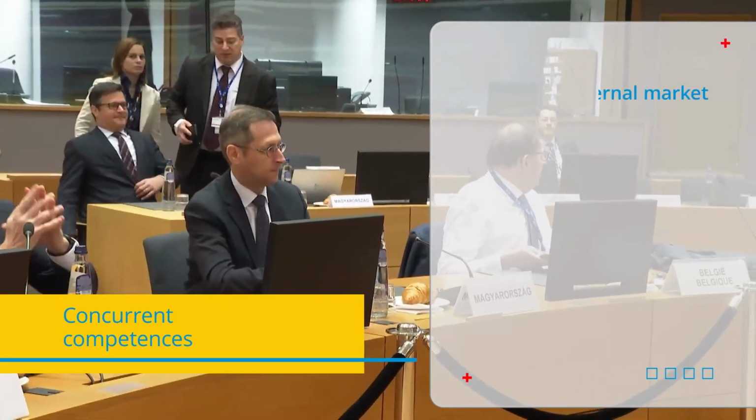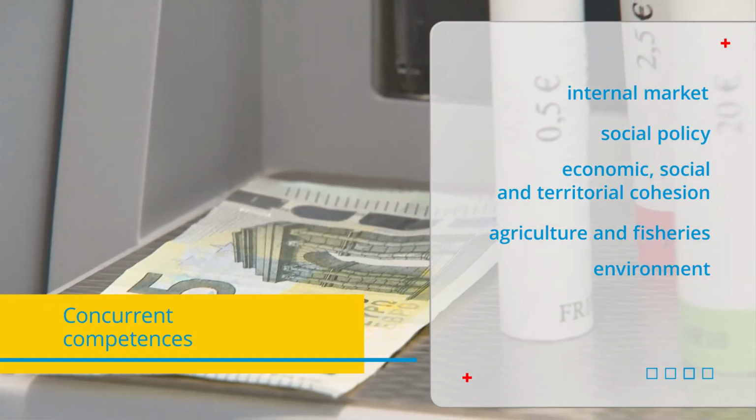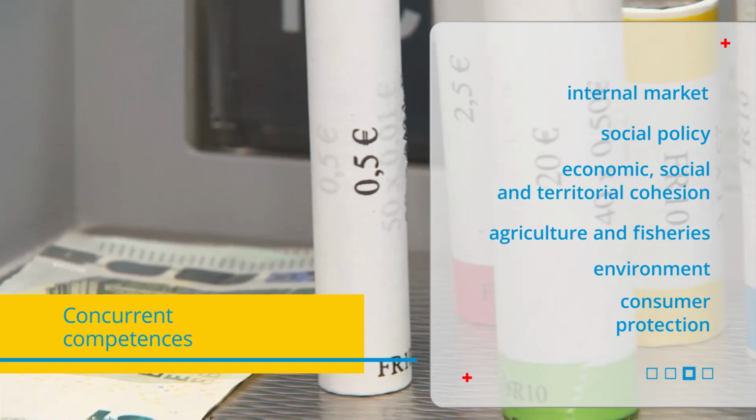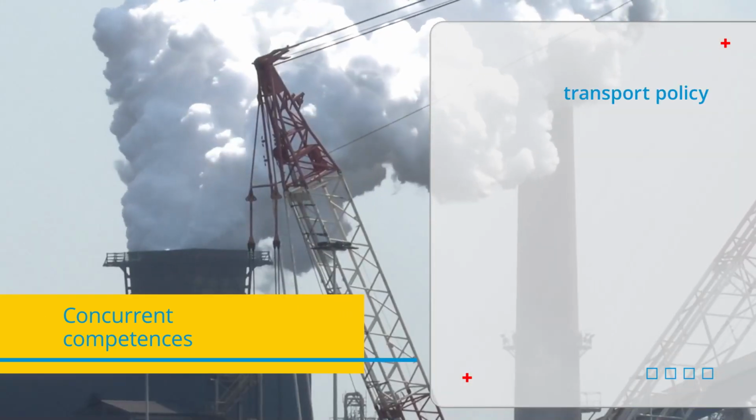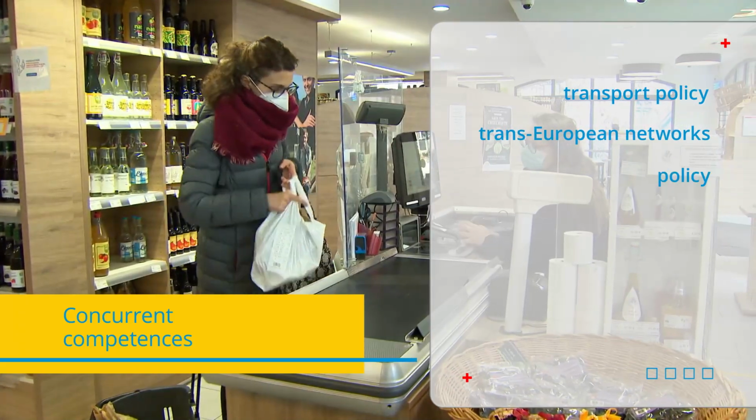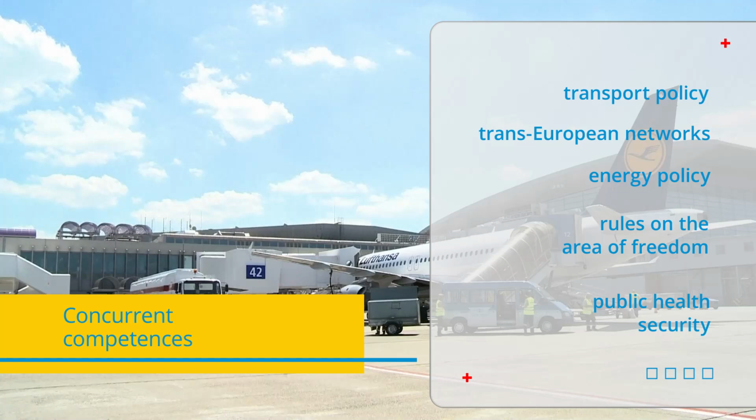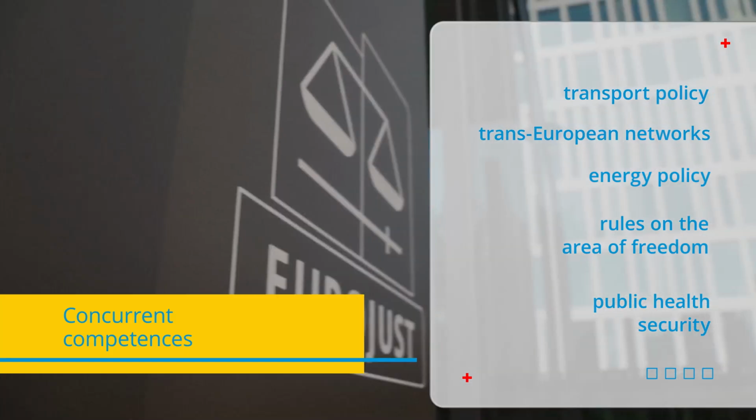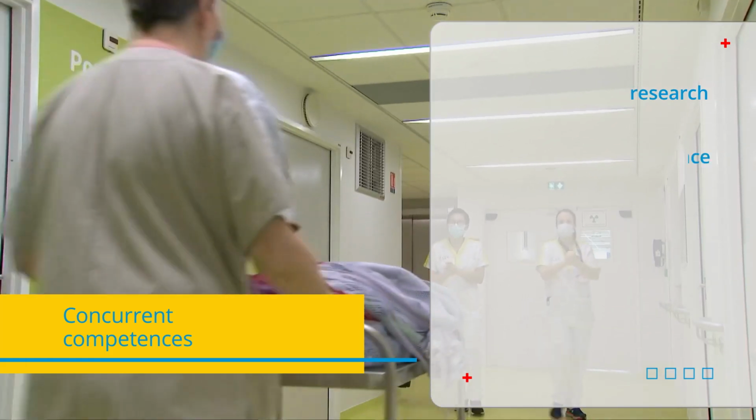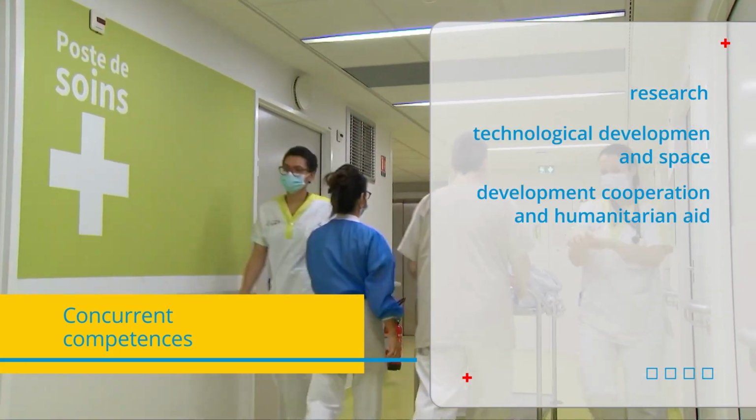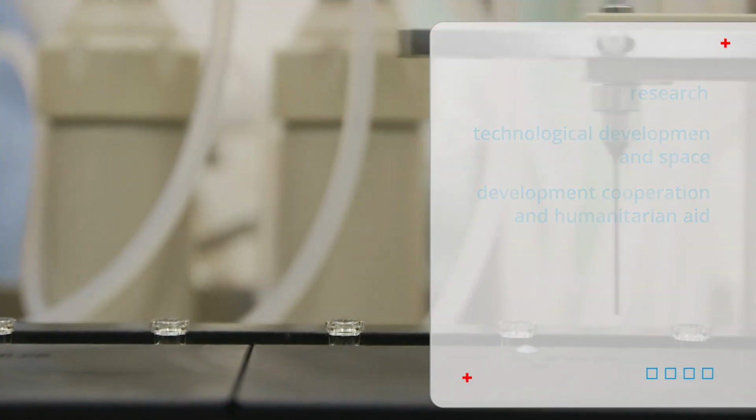Concurrent competences, in which the European Union and the member states may legislate and adopt legally binding acts. These are internal market, social policy, economic, social and territorial cohesion, agriculture and fisheries, environment, consumer protection, transport policy, trans-European networks, energy policy, rules on the area of freedom, security and justice, public health security, research, technological development and space, and development cooperation and humanitarian aid.